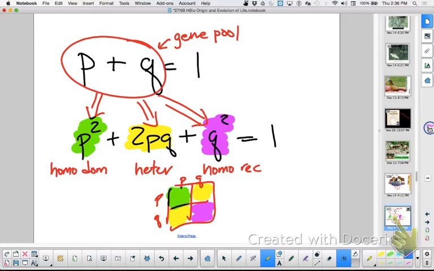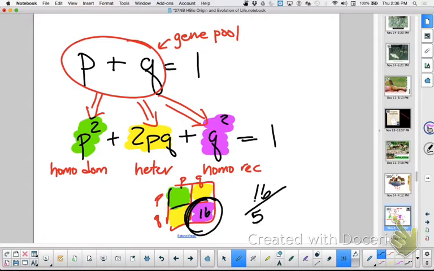If I tell you how many individuals are here, say there are 16 individuals, that means I have 16 out of whatever, let's say 50. Let's say that is q squared. Then could I solve for q?